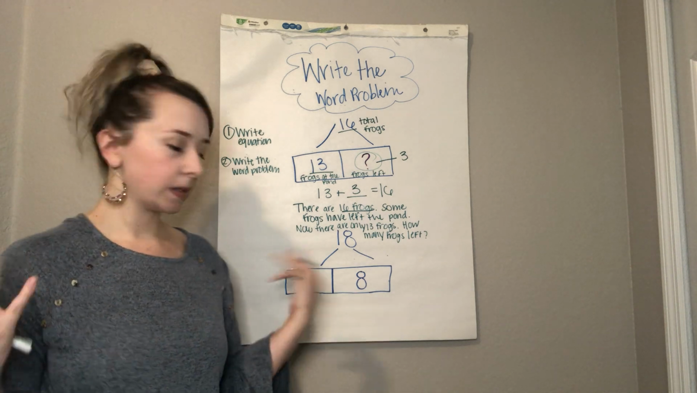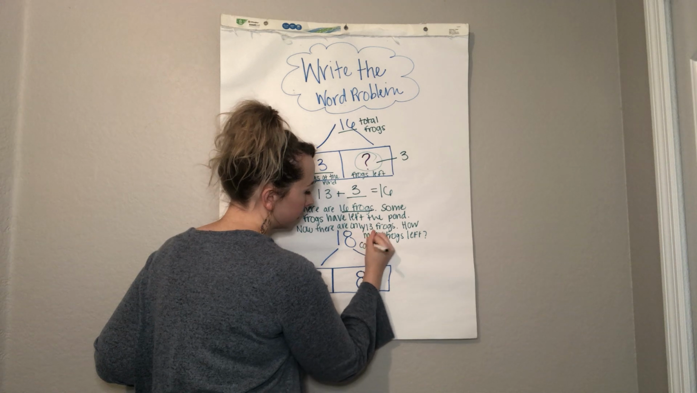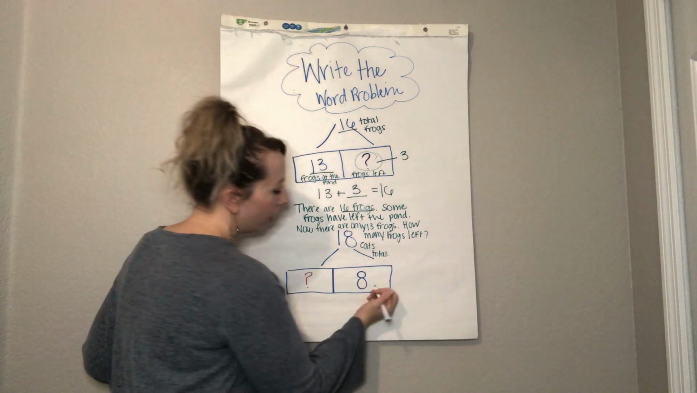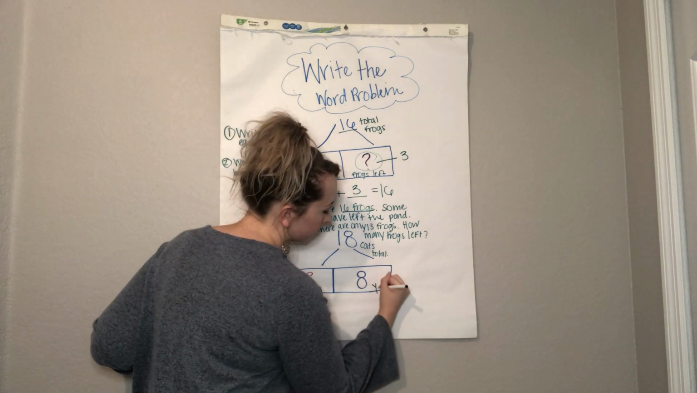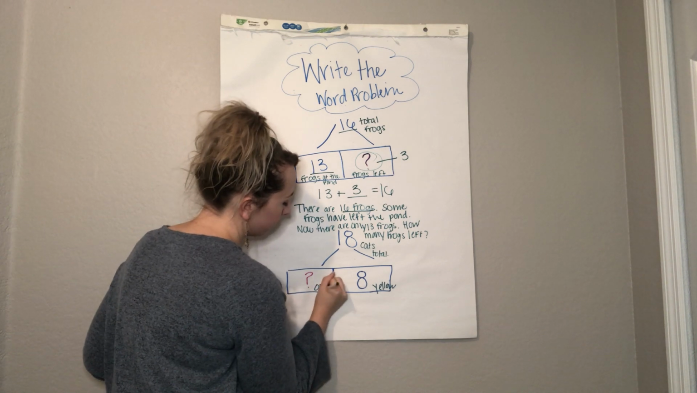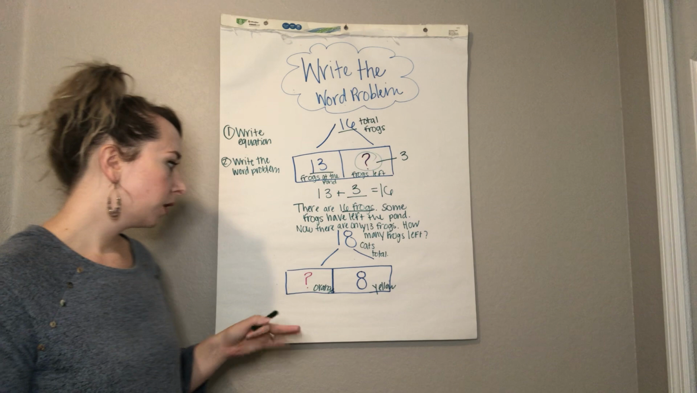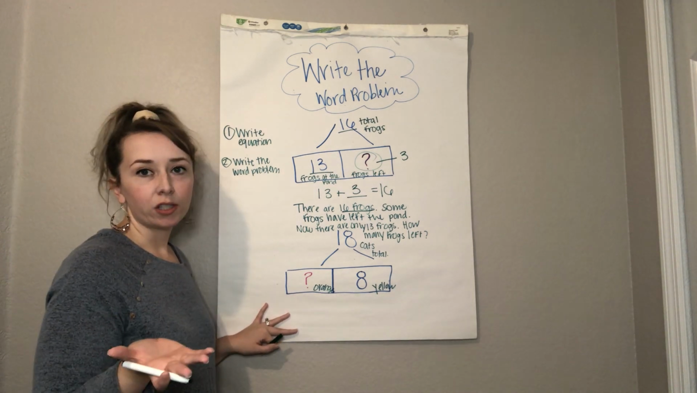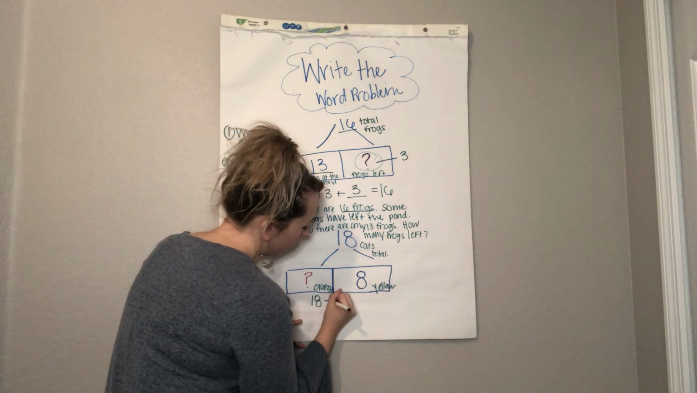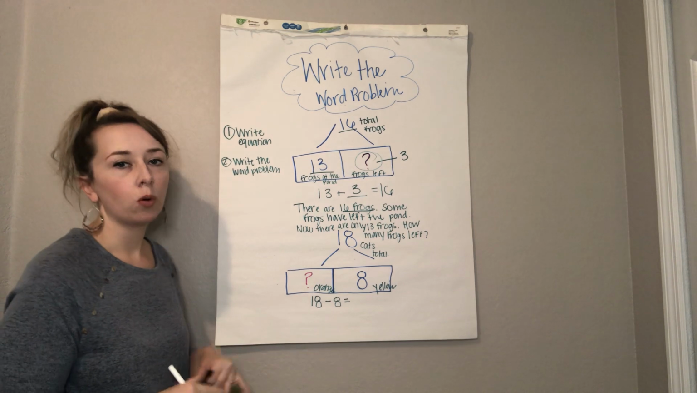So let's do cats. I like cats. So we'll say there are 18 cats total. And let's say 8 are yellow. And we'll say some are orange cats. So I've labeled my model and now I can write my equation. So I'm going to do subtraction this time. I'm going to say that the 18 minus 8 will tell me how many orange cats are left.